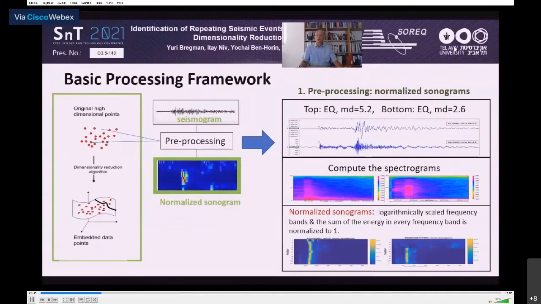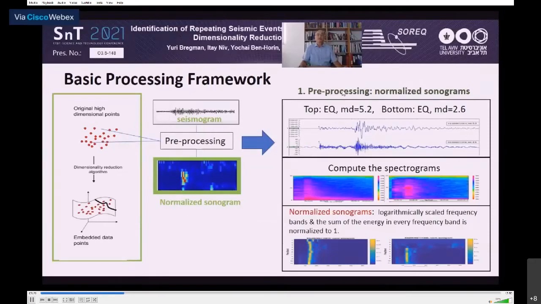In the next 2 slides, I will explain our basic processing framework. It includes 3 stages, and at the pre-processing stage, we convert the original seismogram to an image named normalized sonogram. Then we apply the dimensionality reduction process using diffusion maps. And our final decision we make in the low dimensional embedded data space.